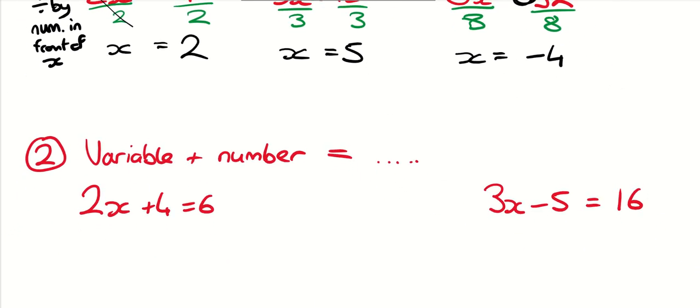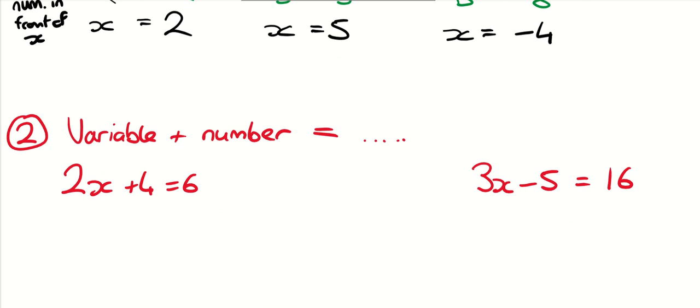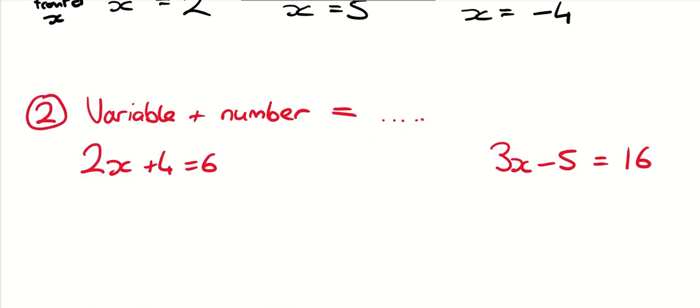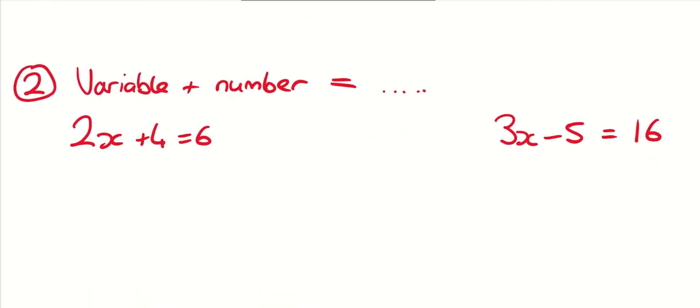Okay, so the next type is where you've got a number and a variable together. So that means you've got a letter and a number in these questions. Again, you can probably do them in your head. 2x plus 4 equals 6. So you just think 2 plus 4 equals 6. So x is going to be equal to 1.